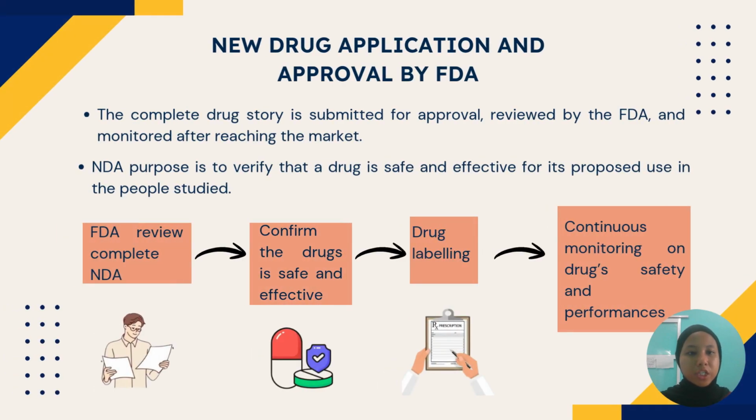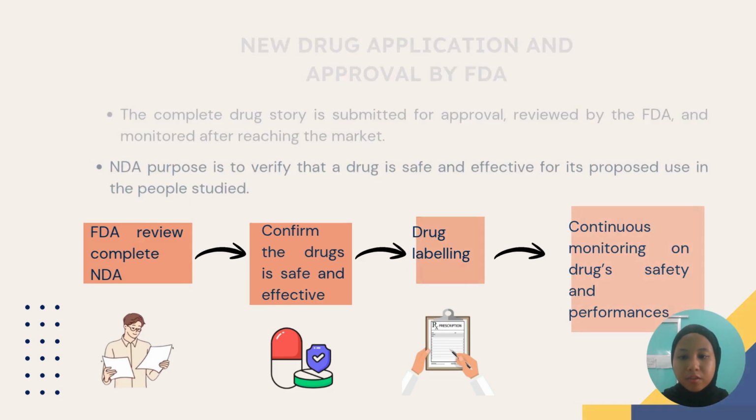Finally, a new drug application is reviewed by the FDA and submitted for approval. If the drug is approved, it is labeled, marketed, and continuously monitored for safety. This step ensures that every approved drug remains safe, effective, and properly guided throughout its entire lifespan on the market.